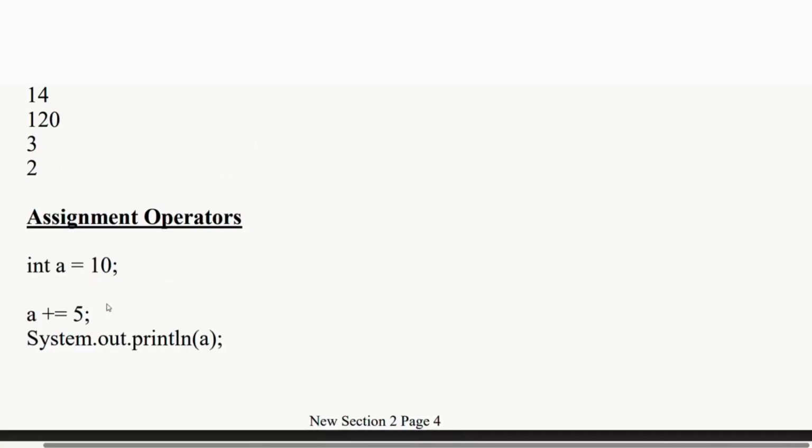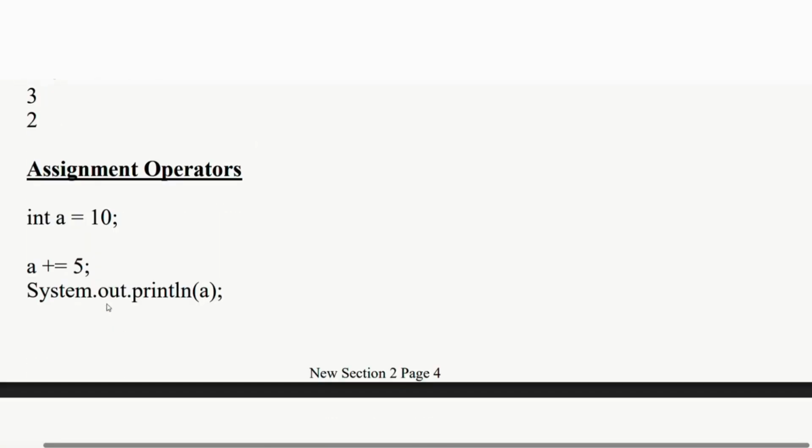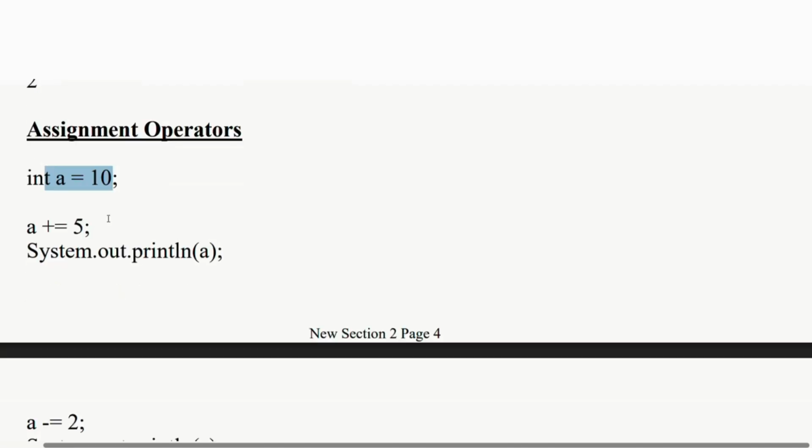The second operator is the assignment operator. Let's understand the assignment operator. Here I am taking a as a variable and passing 10 as a value in that variable. So here a plus equal to 5.